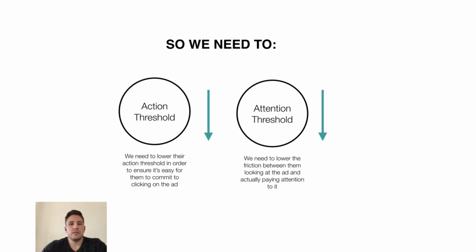So this means that we need to lower the action threshold and we need to lower the attention threshold. So we need to make sure that our ads are designed in order to lower the action threshold and lower the attention threshold. This will essentially make sure that they pay more attention and see what we have to say, while, if your ad has the right copy and you're using the right creative, hopefully you're now creating intention and intent and maybe interest, which will get them to click and go to the site.